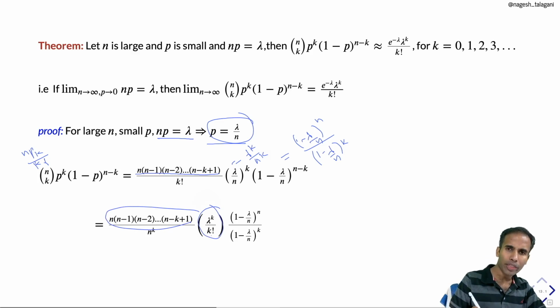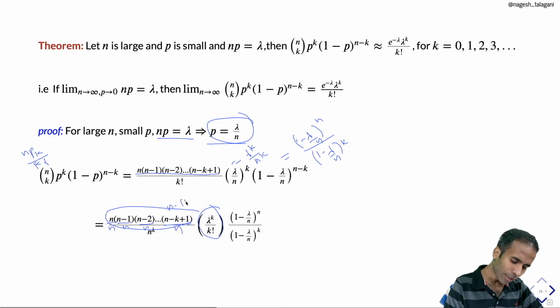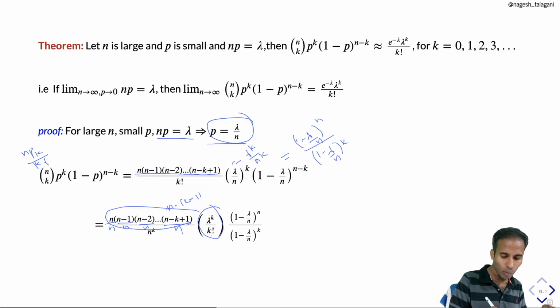n into n, k times. So we can see n by n, n minus 1 by n, n minus 2 by n, and so on, up to n minus k plus 1 by n, which is nothing but n minus of k minus 1 actually. So n by n is going to be 1, n minus 1 by n is going to be 1 minus 1 by n, n minus 2 by n is going to be 1 minus 2 by n, and so on, n minus of k minus 1 by n is going to be 1 minus of k minus 1 by n, like this. Okay, so let me write it in the next step.